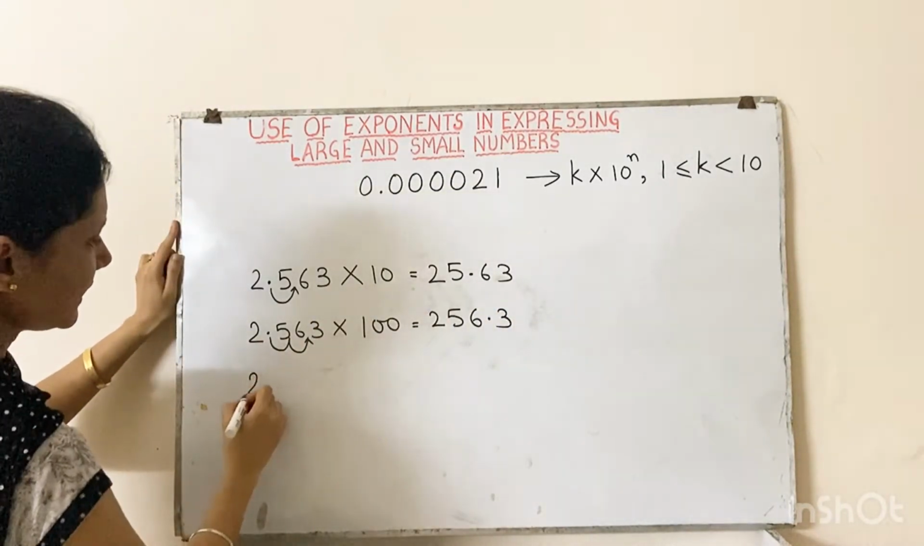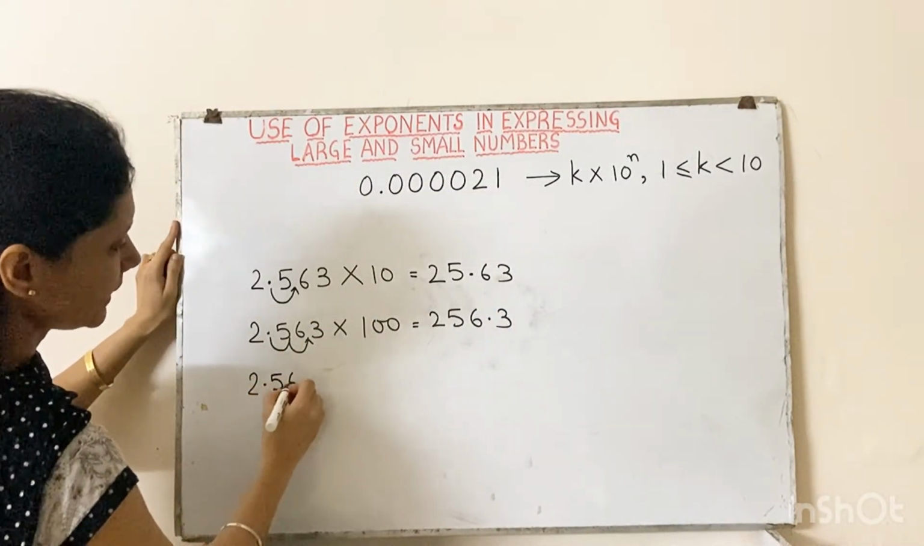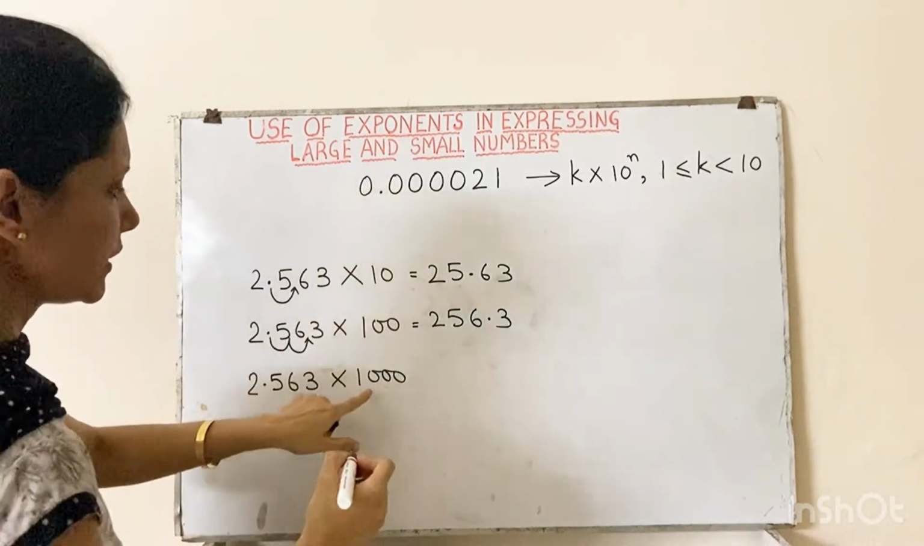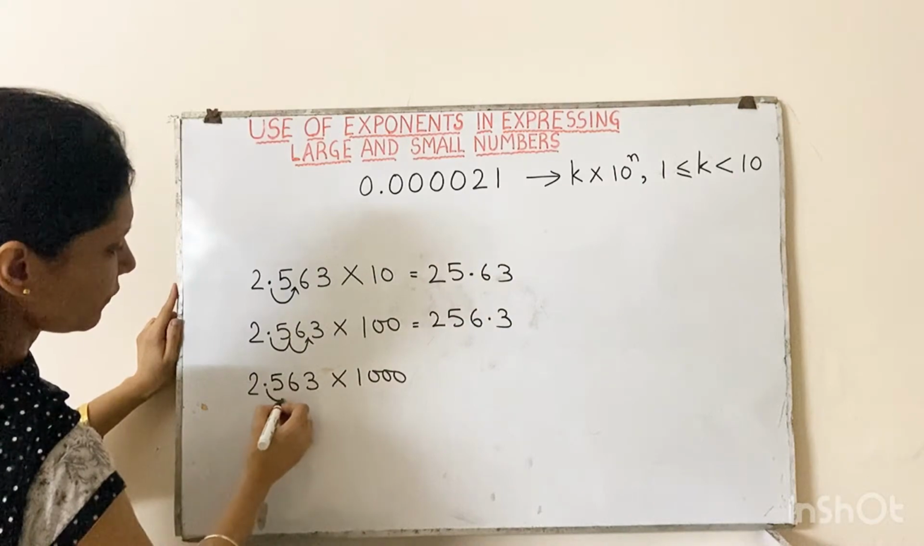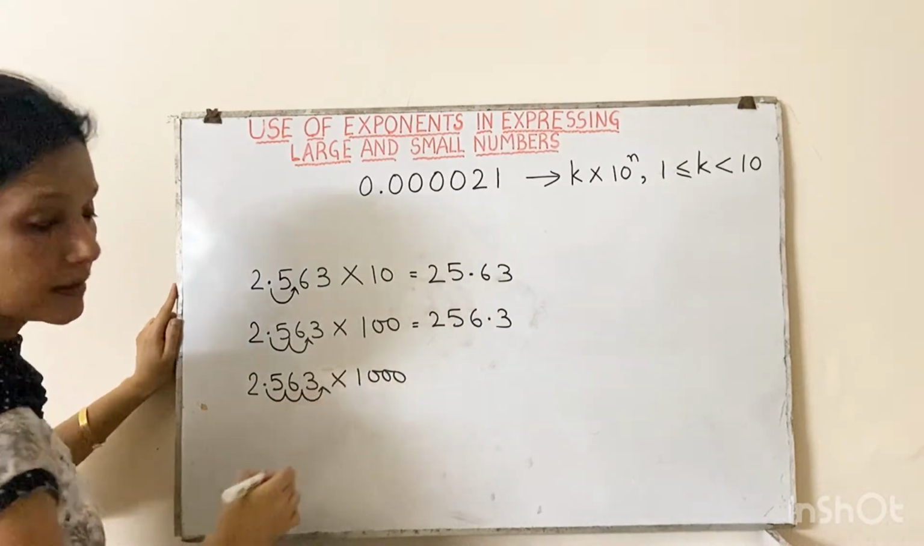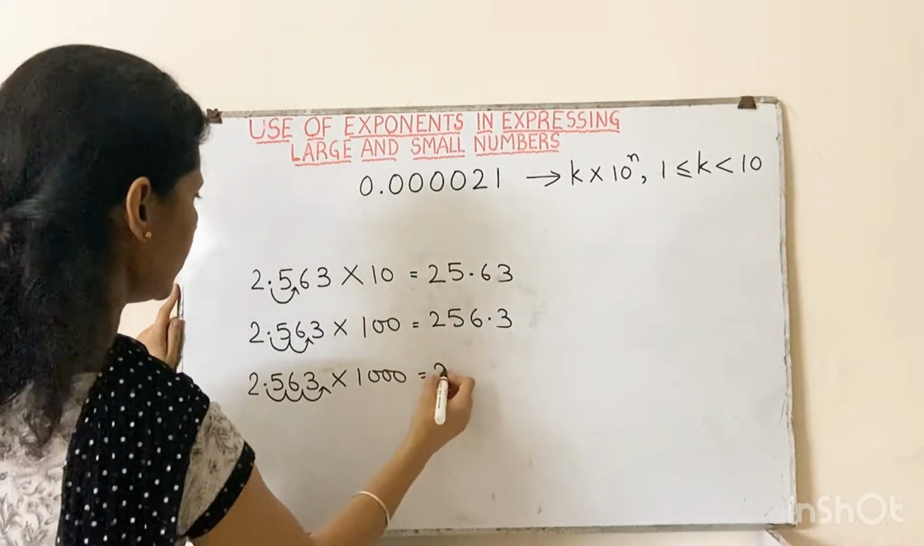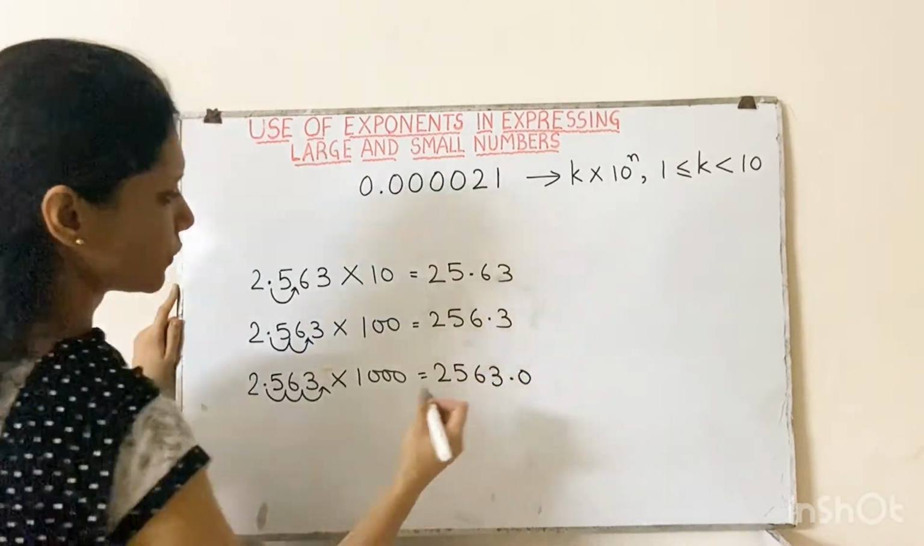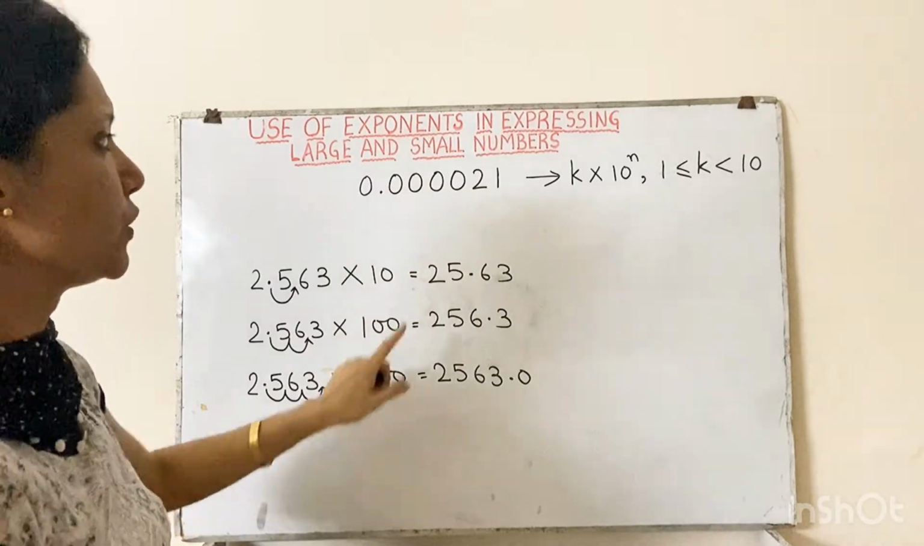Now if I multiply this same number with 1000, since 1000 has three zeros, my decimal would jump three places towards the right. So this would become 2563.0. So this concept we would be using here.